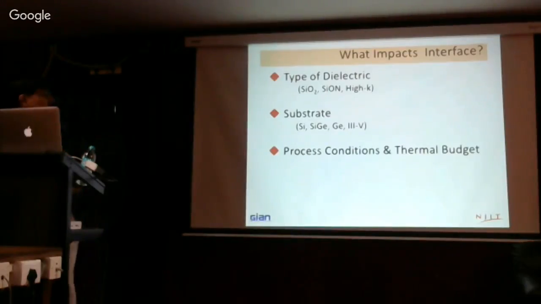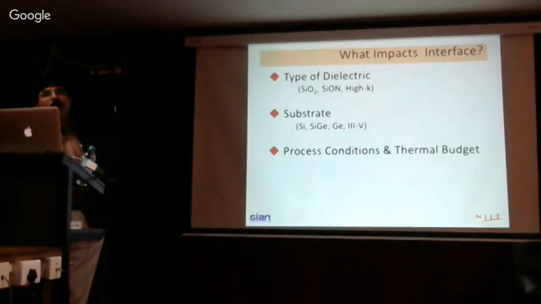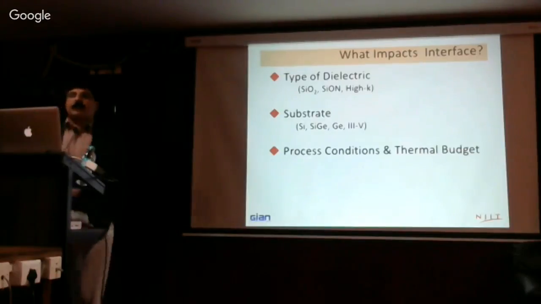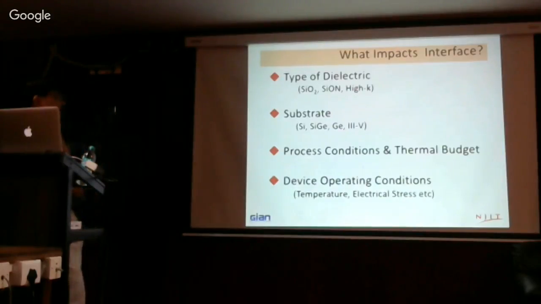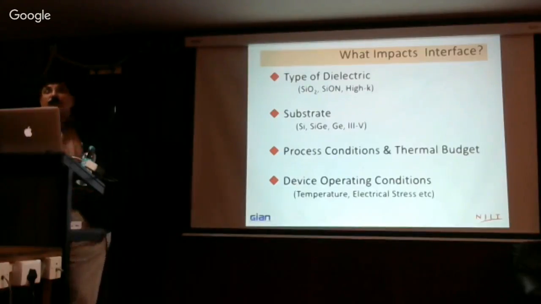And then, just in case you have process conditions and thermal budget, if you anneal the sample in a different condition, or in nitrogen, it will be a different one. If you anneal the sample in oxygen, it will be different CV curves. And then obviously the operating conditions. First of all, the temperature. What temperature are you operating at? That will be a different value.